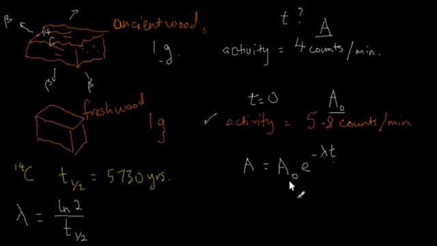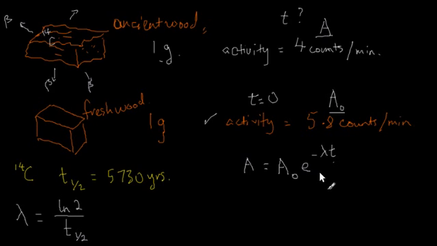So we know a naught from here, we know a from there, we know lambda from here and here, and t is the only unknown. So therefore we can find t now. Okay, in order to find t, we need to rearrange this equation to make t the subject.